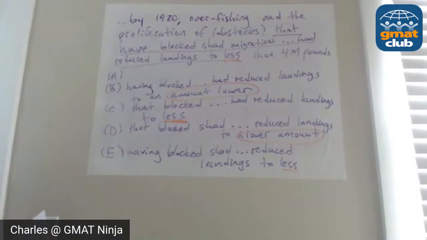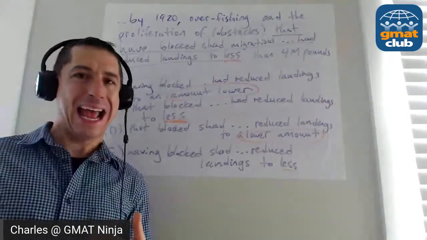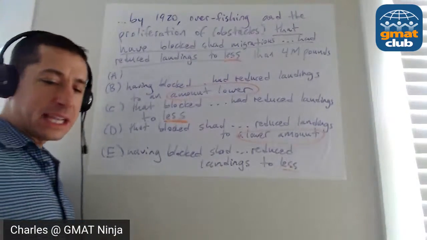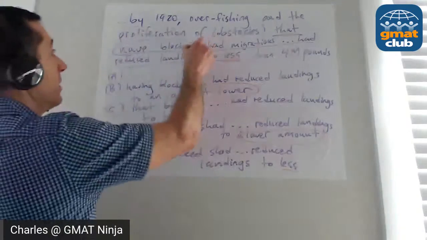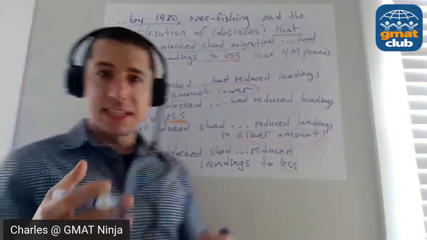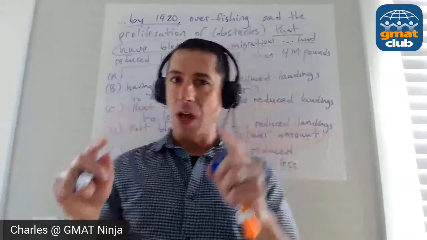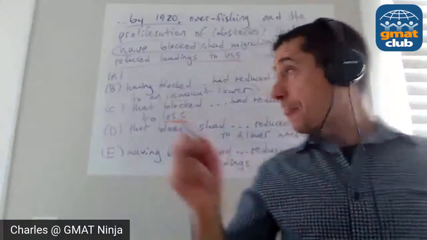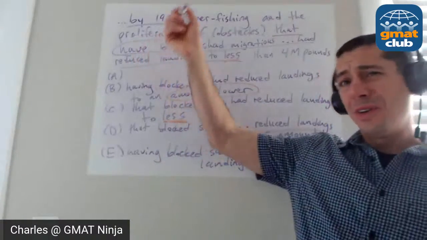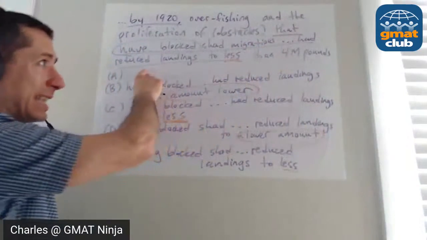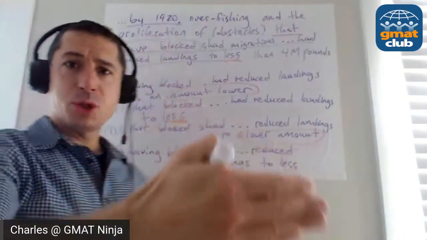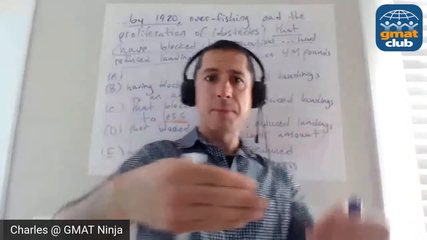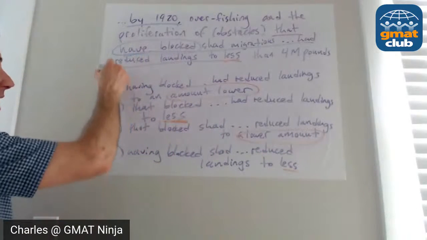So, by 1920, overfishing and the proliferation of mill dams and culverts that have blocked shad migrations had reduced landings. When you think about that timeline in A, we've got issues. We've got by 1920, all of these things that have blocked migrations, in the present perfect tense. What does that imply? That implies something that started in the past and is still going on now. But then we get to this had reduced landings. And we're talking about the time period up to 1920. Very, very clear from the context. We're only talking about what happened up to 1920. That's in the past. So using your present perfect, have blocked, that's wrong.